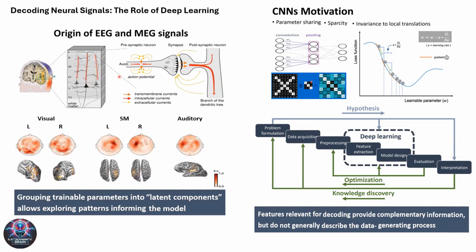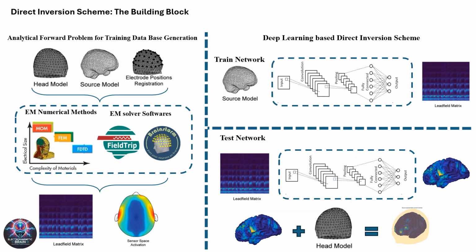neural dynamics. The direct inversion method is one of the foundational approaches in neuroelectromagnetic source imaging, offering a direct solution to the inverse problem of reconstructing brain activity from EEG or MEG measurements. This method relies heavily on solving the forward problem, which involves calculating the relationship between neural current sources and the resulting electrical potentials or magnetic fields measured on the scalp.